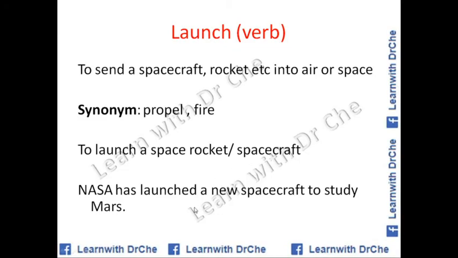To launch a spacecraft or to launch a rocket. NASA has launched a new spacecraft to study Mars. They have launched a new spacecraft to study Mars.